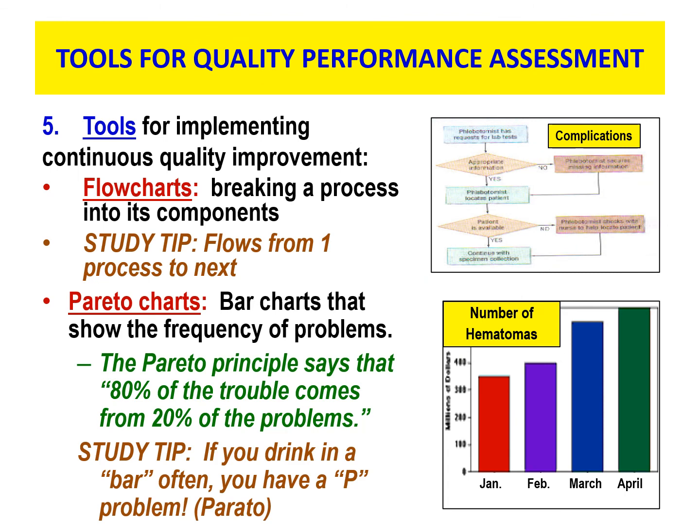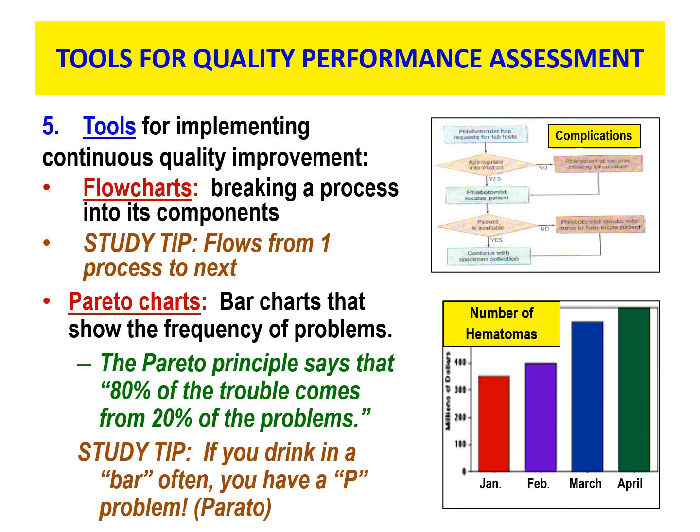So what are the tools for quality performance assessment? So, tools for implementing continuous quality improvement. We have flow charts, which, there's a picture up there at the top, over to the right, is breaking a process down into its components. It flows from one process to the next, and these flow charts can show you at a site, just looking at it quickly, how things flow from one thing to the next. You have Pareto charts, which you see down there at the bottom over to your right, which are bar charts that show the frequency of problems.